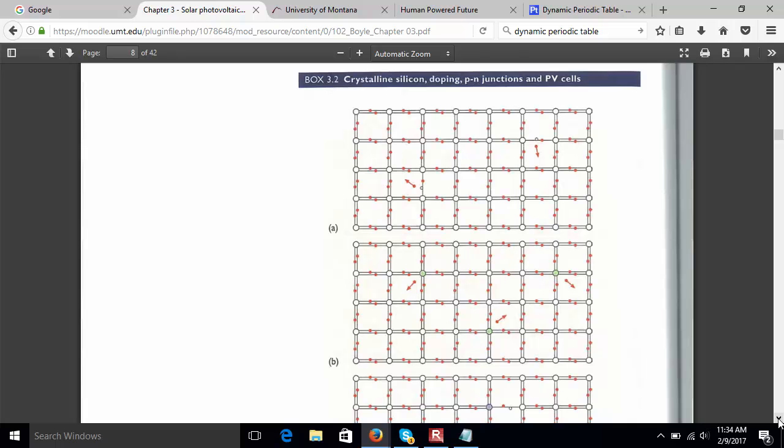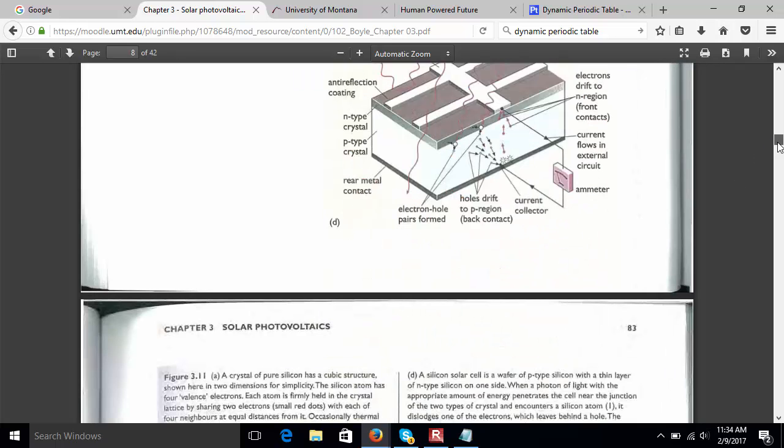Okay, so to look at the lattice itself, each one of these little lines is a photon coming in, and okay, here we go. So this is just silicon. So you can see if we come in, let's make sure we get these right. There's A, B, and C.